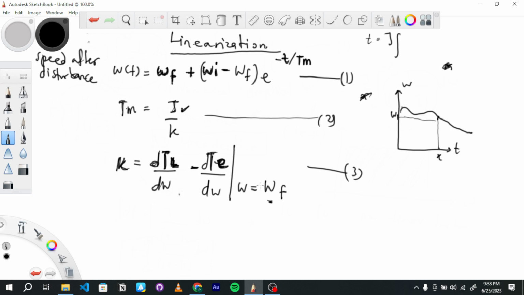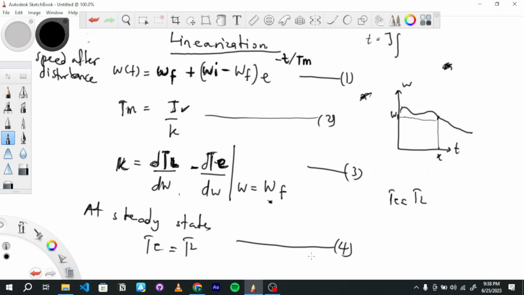And we know that at the final steady state value, TE is equal to TL. So that will help us find the steady state value. So at steady state, TE is equal to TL. Now, these 4 equations will help us deal with questions involving this linearization and the mechanical transient.